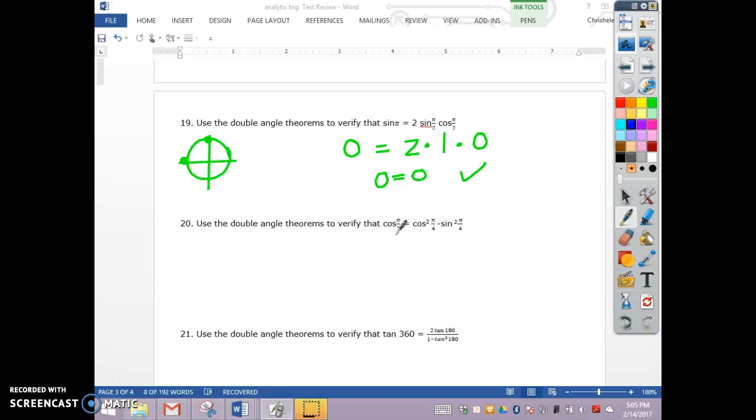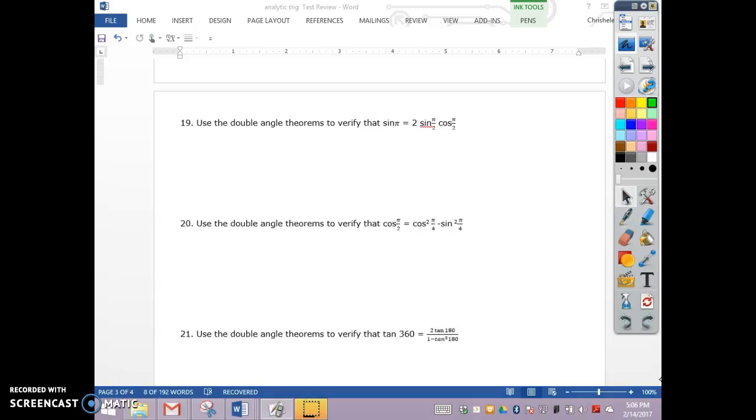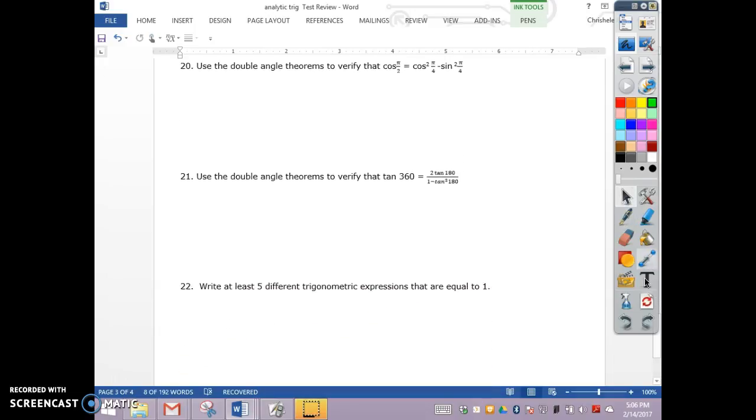All right, verify that cosine of pi over 2 is cosine squared of pi over 4 minus sine squared of pi over 4. Okay, unit circle. Cosine of pi over 2. What's the x value here? 0. Okay, go to pi over 4. What's the cosine there? Square root of 2 over 2. Go to pi over 4. What's the sine there? What's the y value? Square root of 2 over 2. What's anything minus itself? 0. Bing, bang, boom. Done. These formulas work. I'm not even making it up.